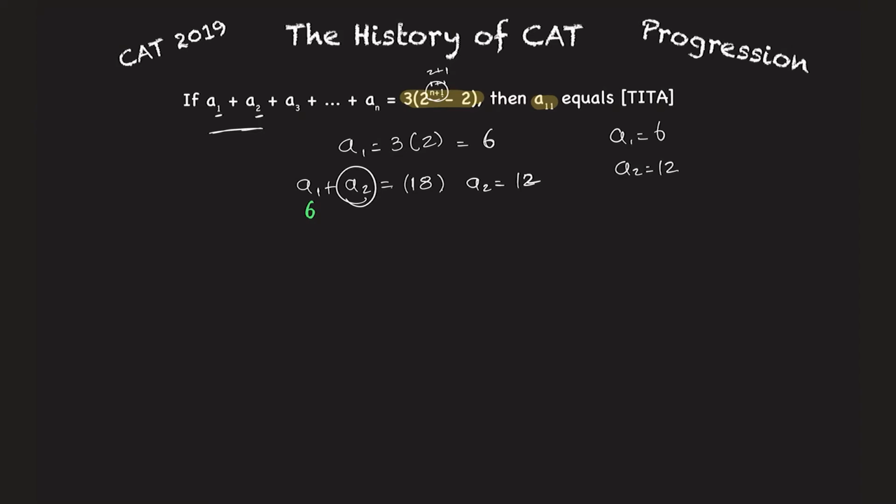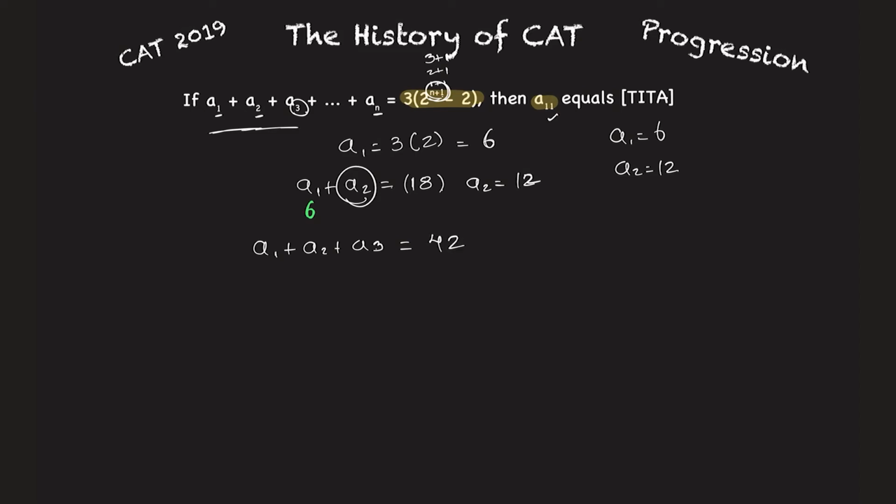Let's take one more. If I go for A3 as well, A1 plus A2 plus A3, I am saying that n is equal to 3. Take n as any number; we want to find out till 11. I am checking if there is any pattern here. Substitute n equal to 3. So this becomes 3 plus 1, which is 4. 2 raised to 4 is 16, 16 minus 2 is 14, 14 into 3 is 42. So this turns out to be 42.